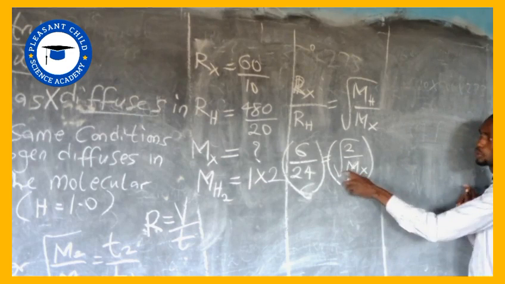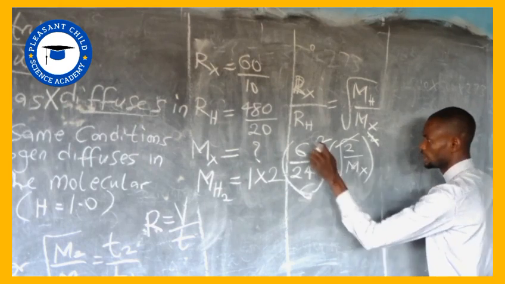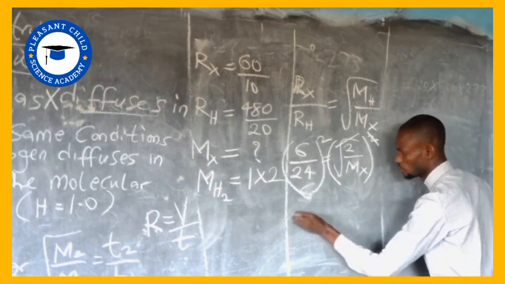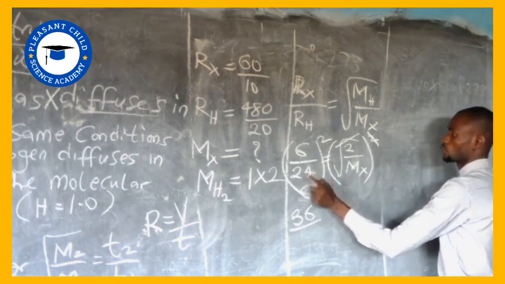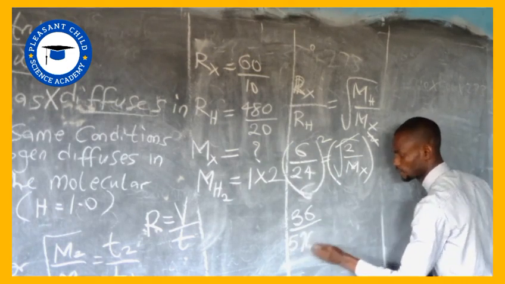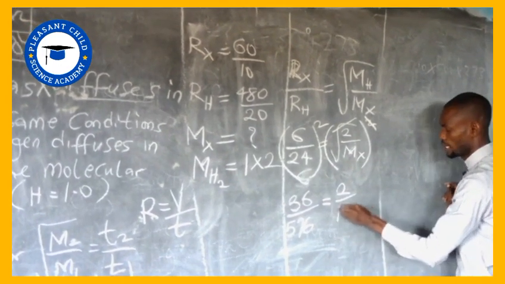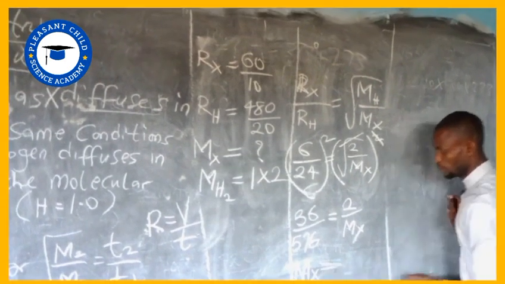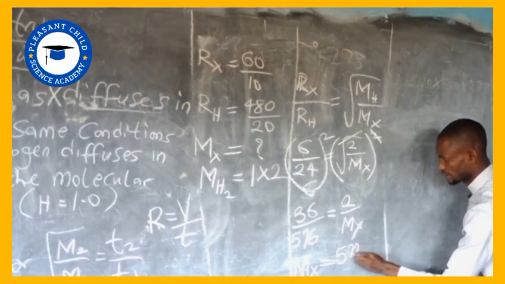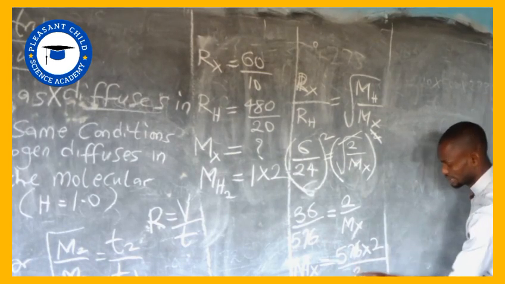And why do we do that? We want to remove this square root. Square this place, square this place. Square cancels square. And at the end of the day, 6 squared will give us 36 all over, what is 24 squared? 24 squared is 576. This is equal to, now we have removed the square, 2 all over Mx. So what do we do? We cross multiply. And if we cross multiply, Mx will be equal to 576 multiplied by 2 divided by what? 36.